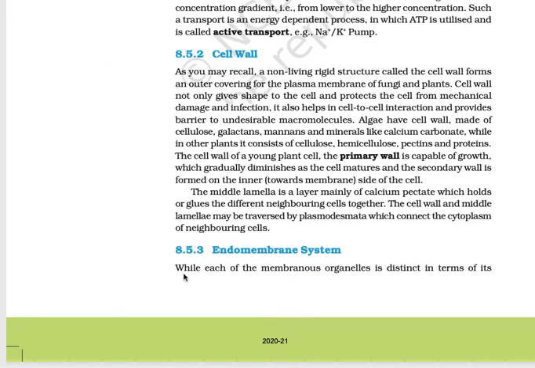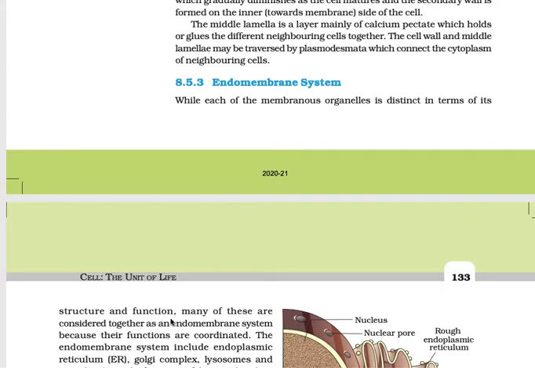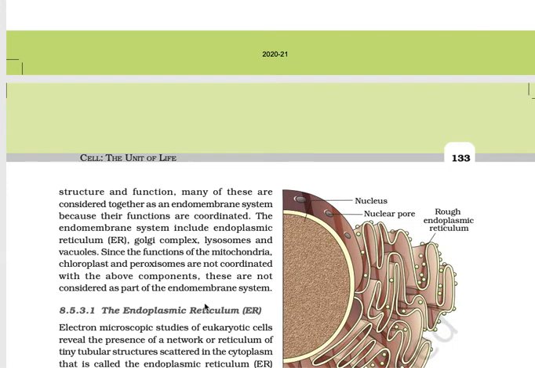Endomembrane system. While each of the membranous organelles is distinct in terms of its structure and function, many of these are considered together as an endomembrane system because their functions are coordinated. The endomembrane system includes endoplasmic reticulum (ER), Golgi complex, lysosomes, and vacuoles. Since the functions of the mitochondria, chloroplasts, and peroxisomes are not coordinated with the above components, these are not considered as part of the endomembrane system.